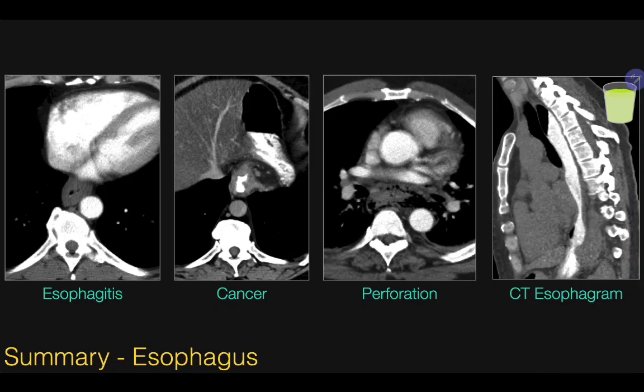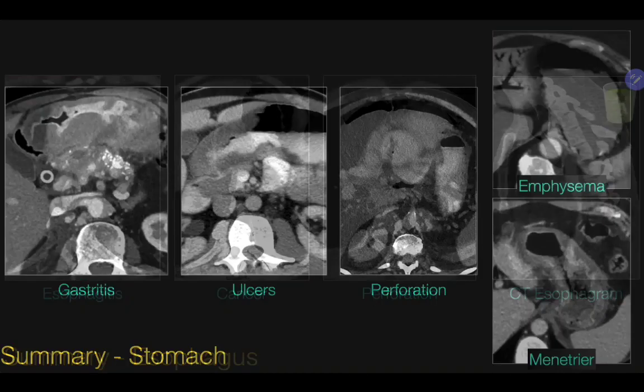As we evaluate the distal esophagus, we may encounter wall thickening from inflammation, cancer, or from perforation. CT esophagram is a helpful alternative to the fluoroscopic study and can provide more anatomic information, higher sensitivity for leaks, and be easier on busy daytime and after hours workflow.